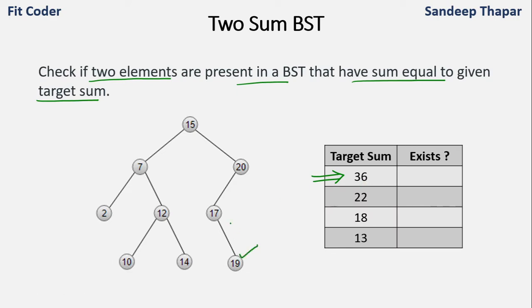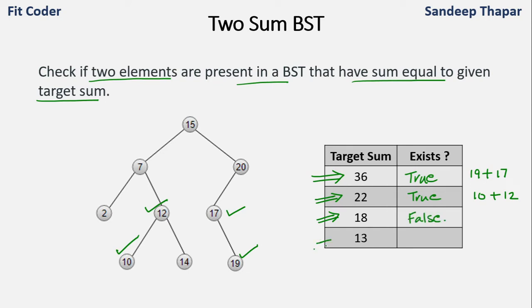So 19 plus 17 is equal to 36. So this should return true because the sum of 19 and 17 is equal to the target sum. For 22, we have 10 and 12. So this should also return true. For 18, we do not have any elements in the BST that have sum equal to 18. So this should return false.